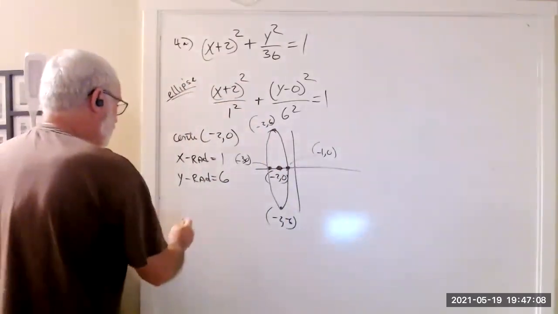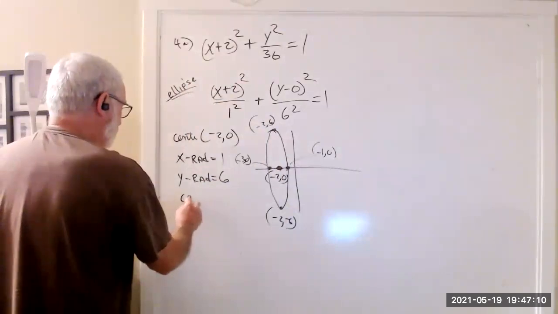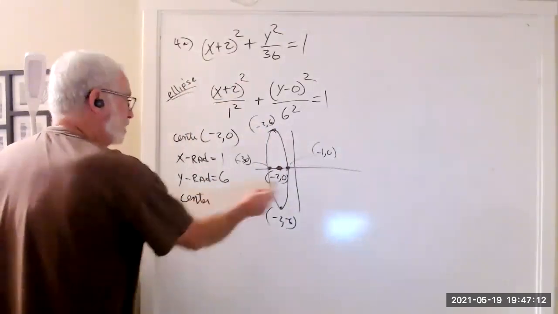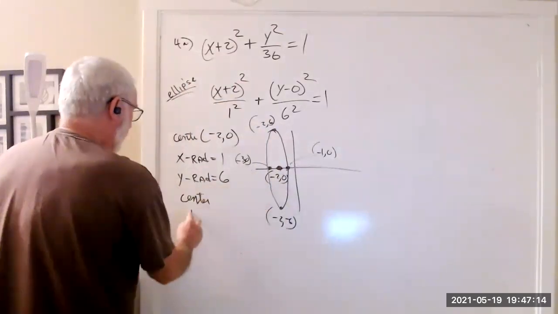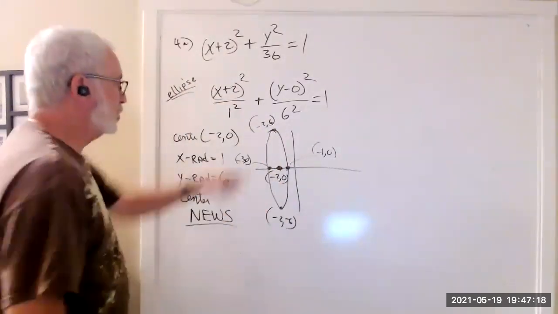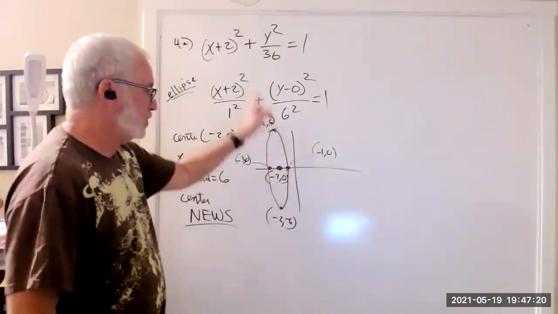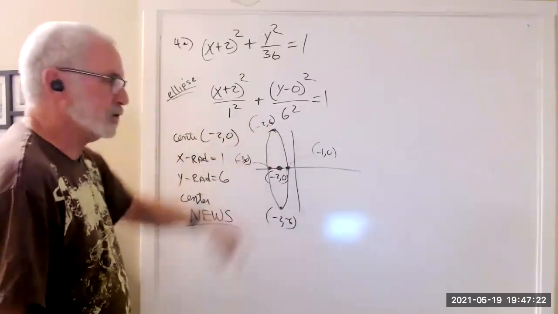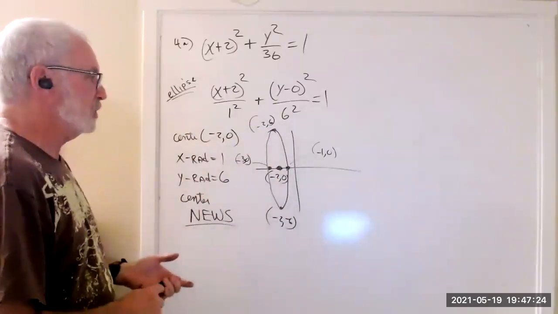And I said to label the center, which I did right there with a dot. And I said label NEWS. NEWS is north, east, south, west, the 4 corners of the ellipse or the circle.